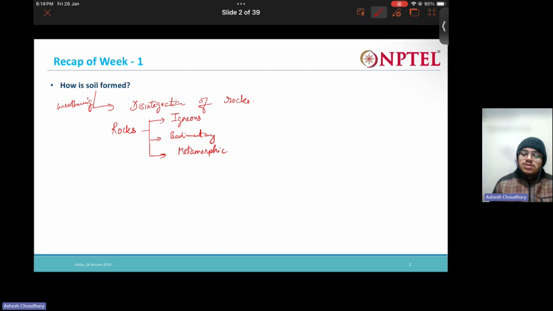What are igneous rocks? Igneous rocks are formed due to the solidification of molten magma that comes out from the deep layers of the earth, right? As you know, the earth has a core which is a solid ball, then we have a mantle layer which has some liquid magma flowing, then we have the crust. When this molten magma comes out at the surface, it solidifies and eventually forms igneous rocks.